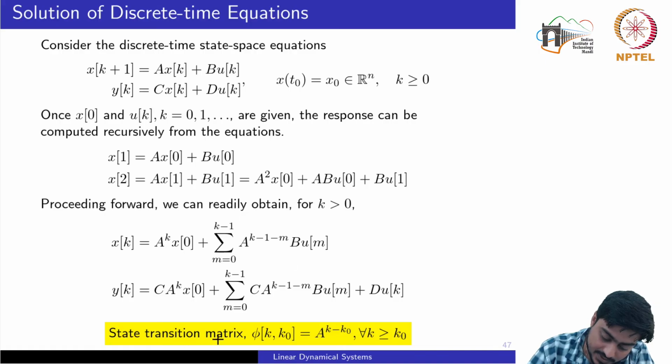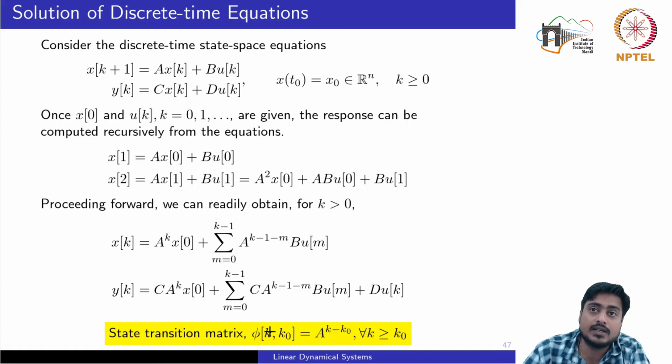Okay, and the state transition matrix phi of k comma k naught is given by A to the power k minus k naught, for all k greater than or equal to k naught. Okay, this you can verify: once you start doing it for the kth time, you will finally approach this solution.